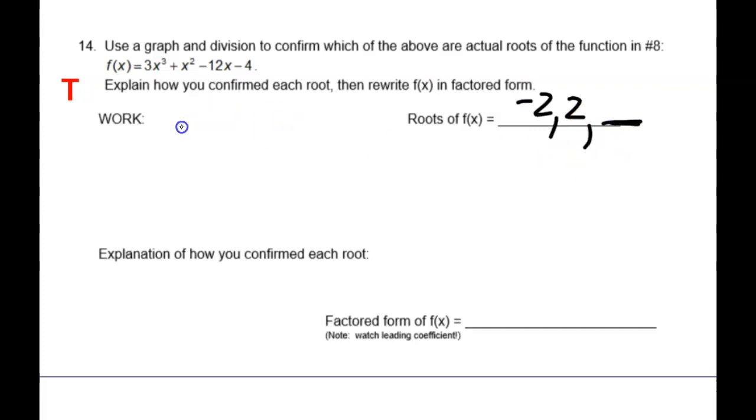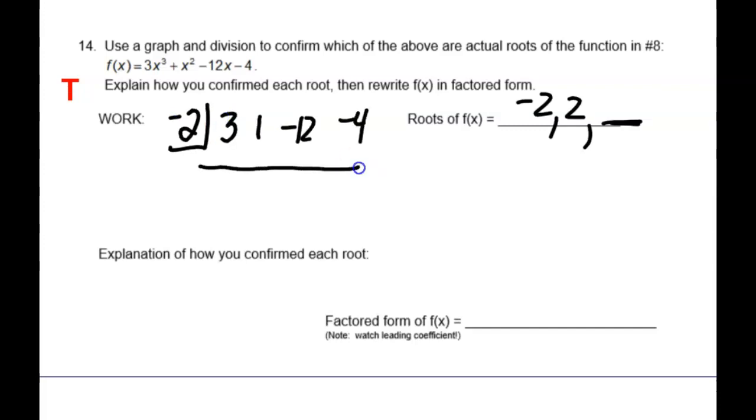Which one do you want me to divide first? This is where you do successive division. If I do -2 first, I have across the top 3, 1, -12, and -4. You could do the 2 first. It will just have different numbers. You'll still get the same answer in the end. Bring down the 3, multiply, add. Multiply times -2 is 10. Add is -2 times -2 is +4. Add is 0. If you don't get a 0, you did something wrong, okay? Because if it showed up on the calculator, that's how it should work.